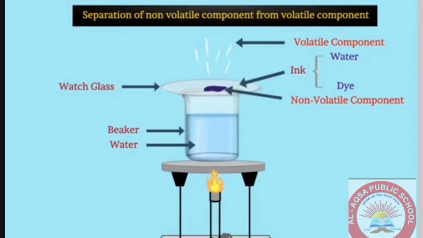Then if you are heating it continuously, what will happen? Yes, water has evaporated from the watch glass because here water is a volatile component. So water will evaporate and leave behind dye on the watch glass. So this method is useful to separate a volatile component from its non-volatile solute.